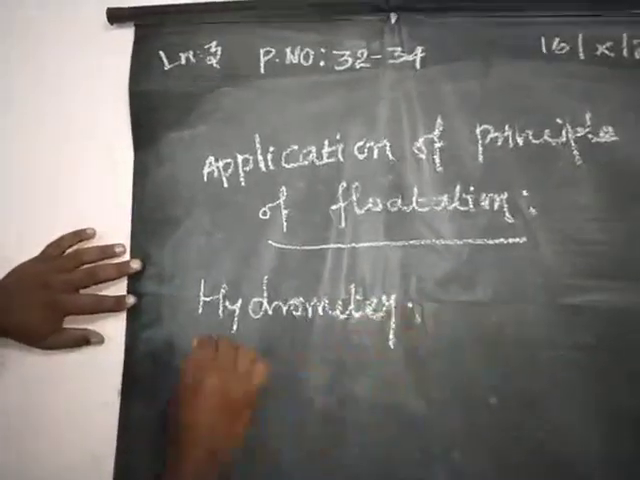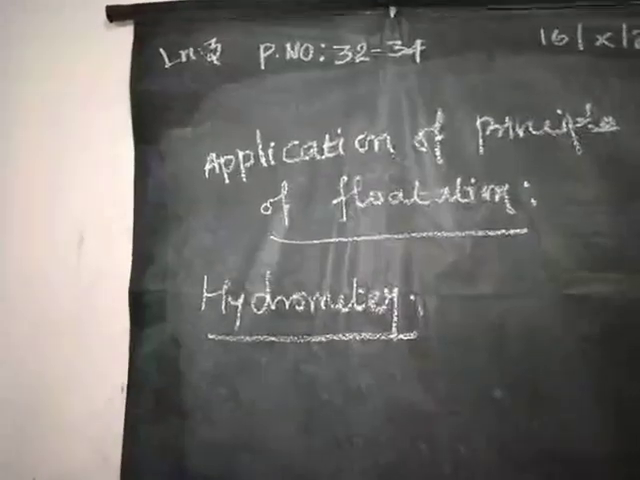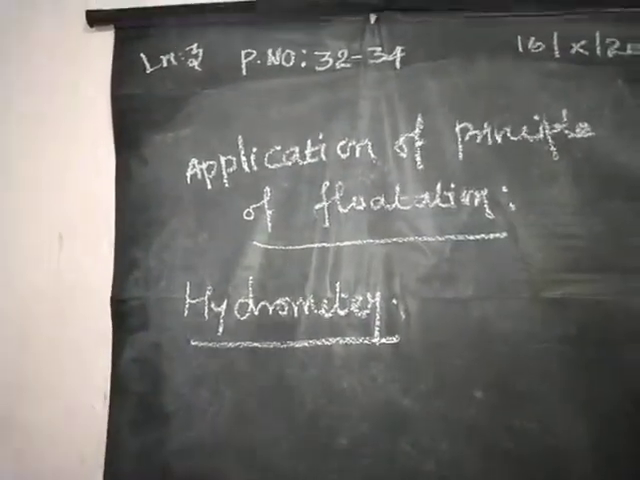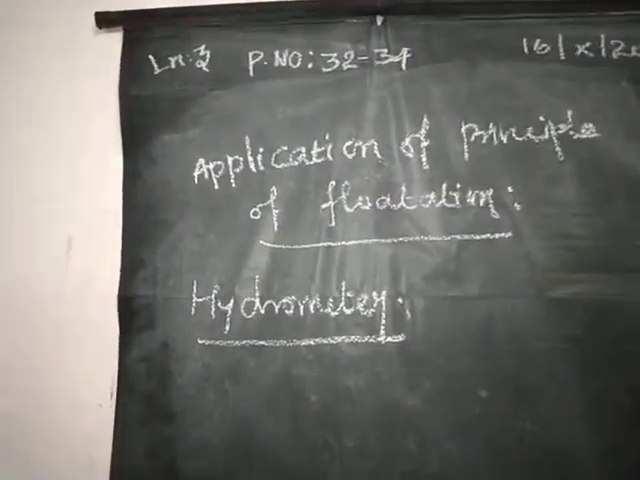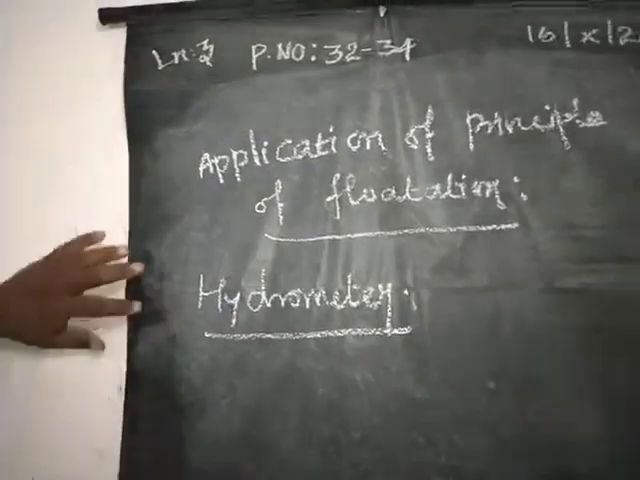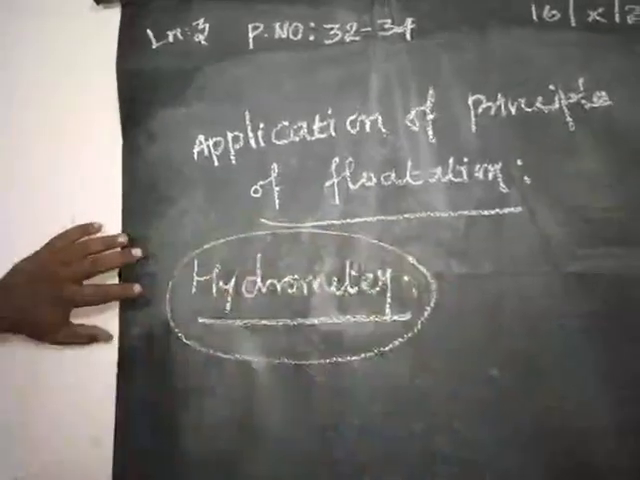What is meant by hydrometer? A direct reading instrument used for measuring the density or relative density of the given liquid. With the help of this meter, the hydrometer.